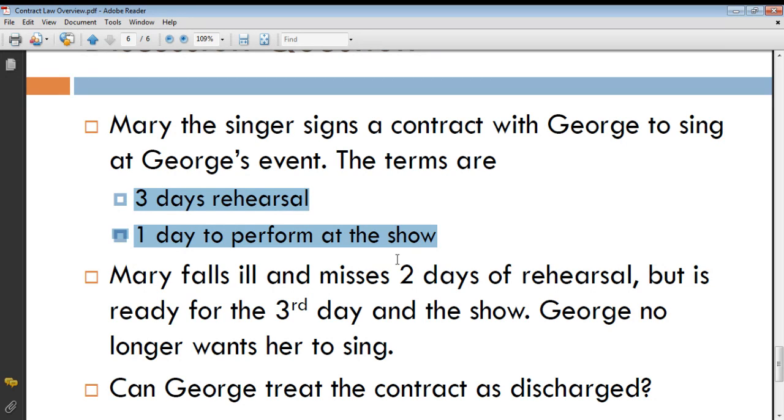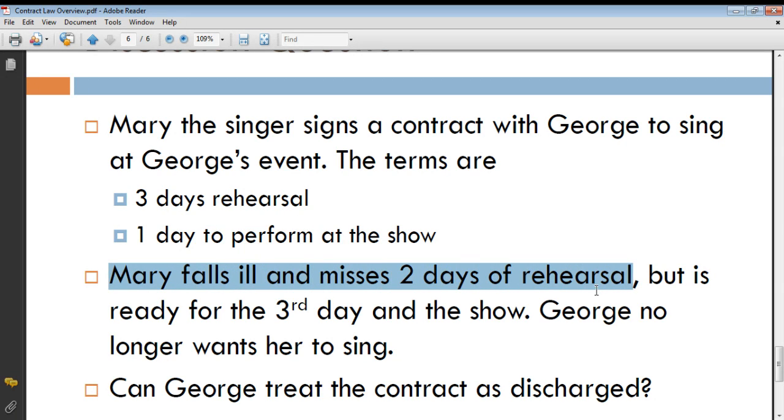Okay, here's a bonus part. Sometimes people make a mistake and they say, is this frustration? Here's the thing, if Mary falls ill and misses 2 days of rehearsal but is ready for the 3rd day, this does not prevent the contract from carrying on. She's still there. She has still come back. The frustrating event must be something which actually prevents the contract from carrying on. For example, the entire concert hall burns down. Then you really can't carry on. That's why this is not a frustration question. This is a breach of condition or breach of warranty question.